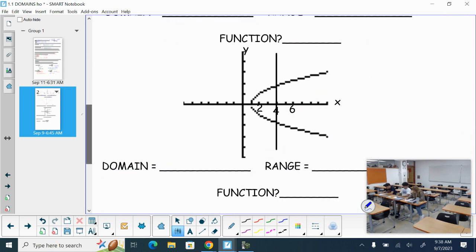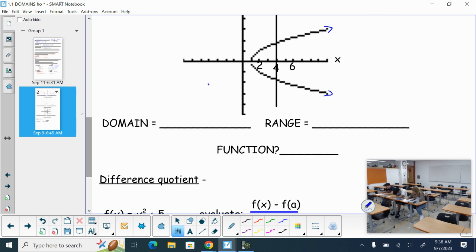Let's go to the bottom one down here. I want to make sure I get to the last problem here. These graphs go on indefinitely. What would be your domain and range for the sideways parabola? And once again, check your answers with each other.